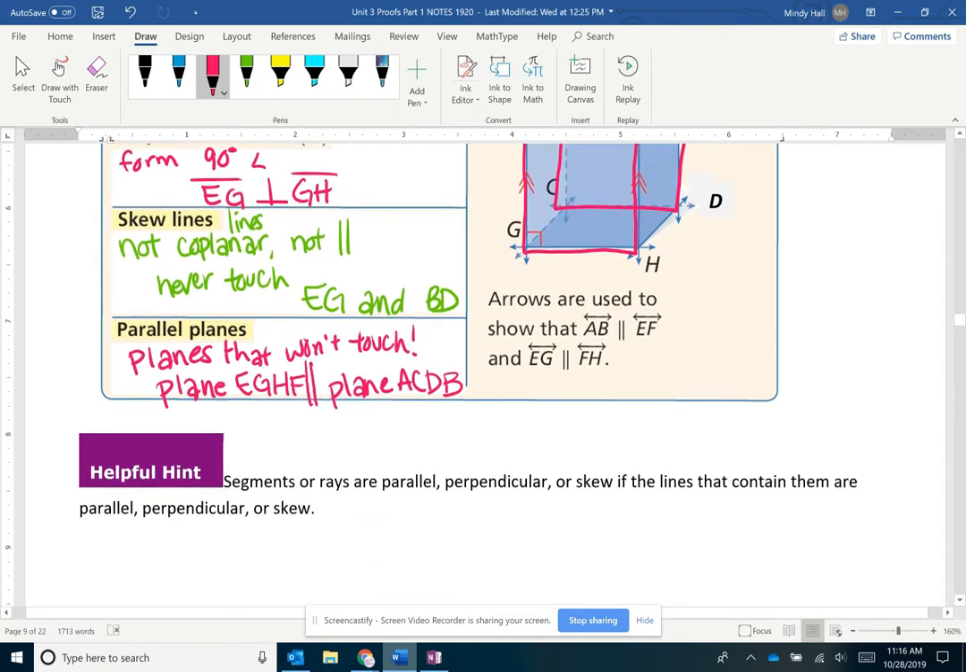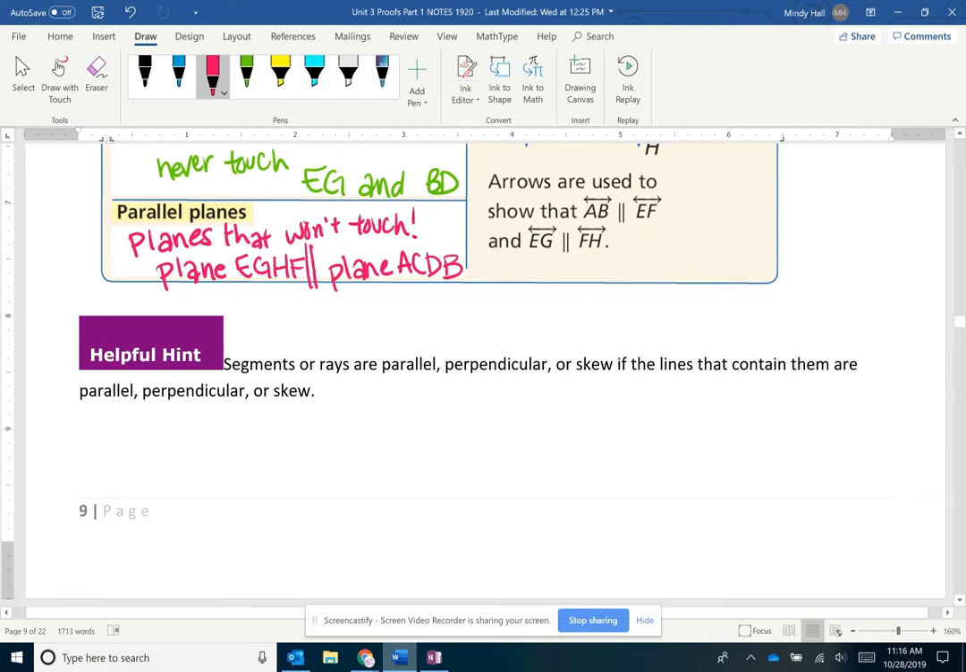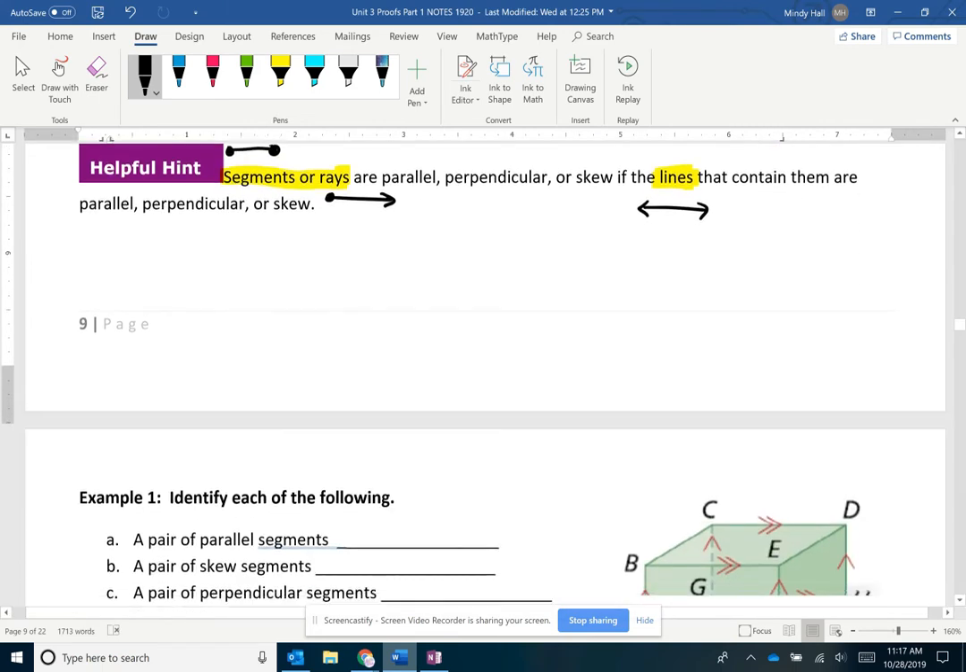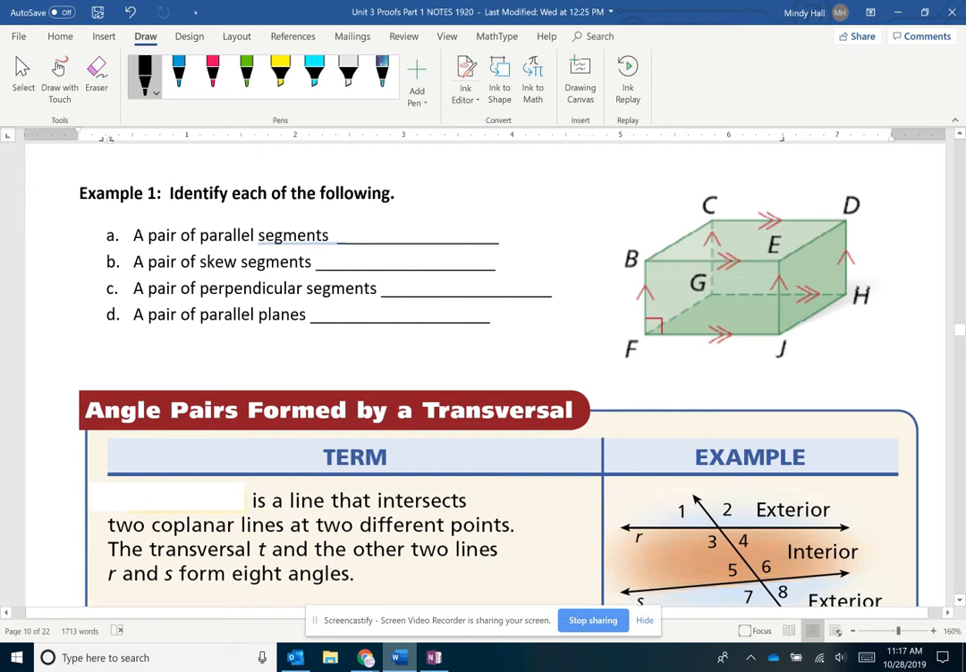So then, just keep in mind that segments or rays are parallel, perpendicular, or skew if the lines that contain them are parallel, perpendicular, or skew. It applies for segments, rays, and lines. Just make sure you remember a segment is a line segment that has endpoints. A ray has an endpoint, but then is a line on the other end. And lines have arrows on both ends. Okay. So we are going to identify.